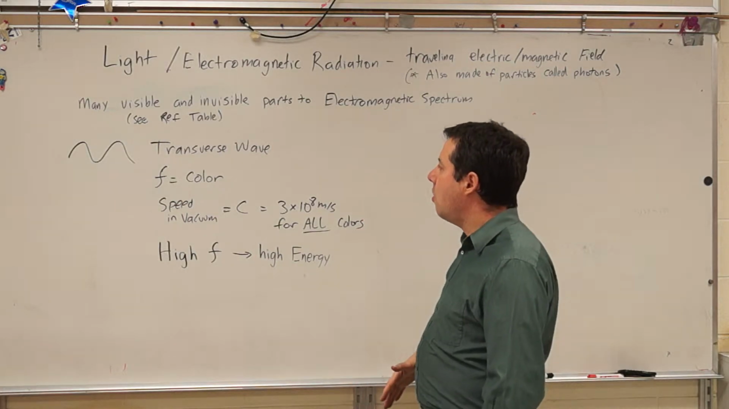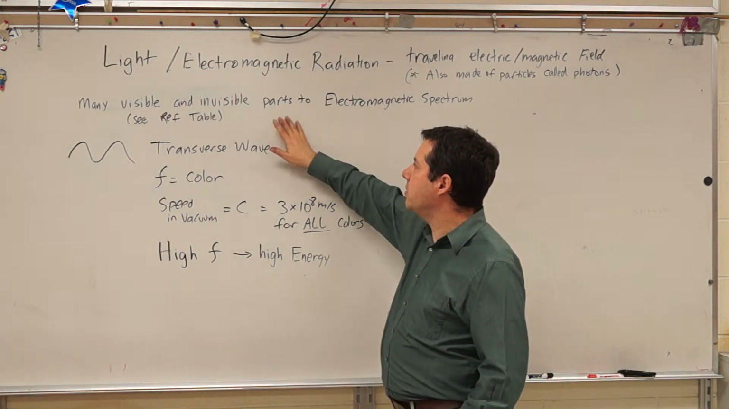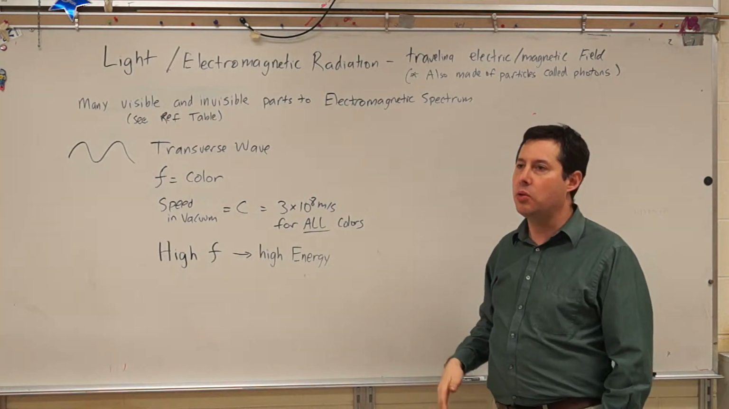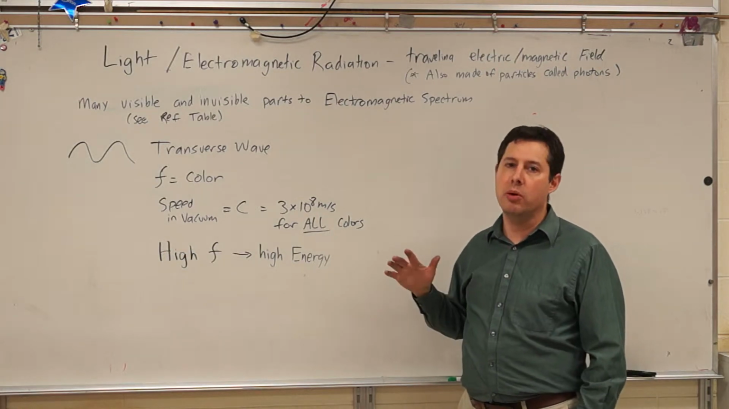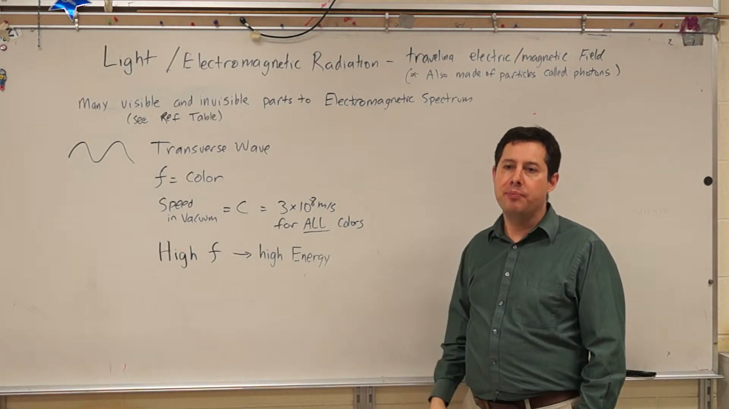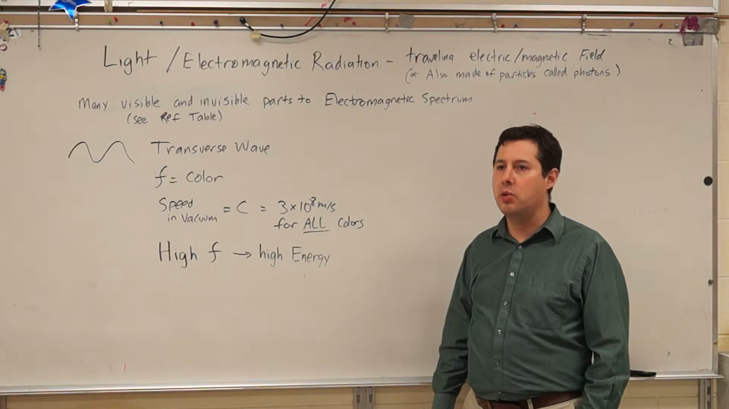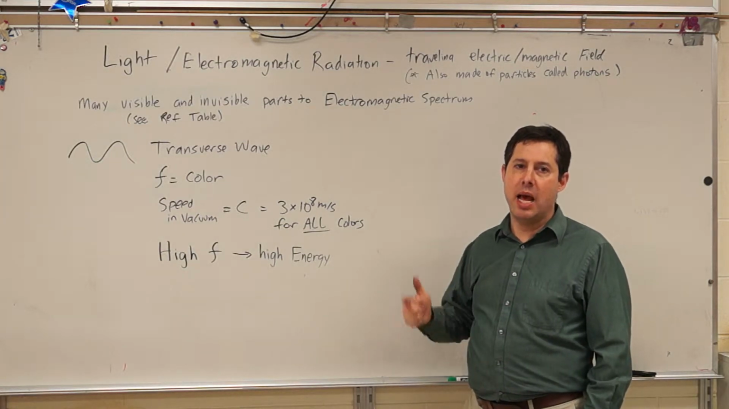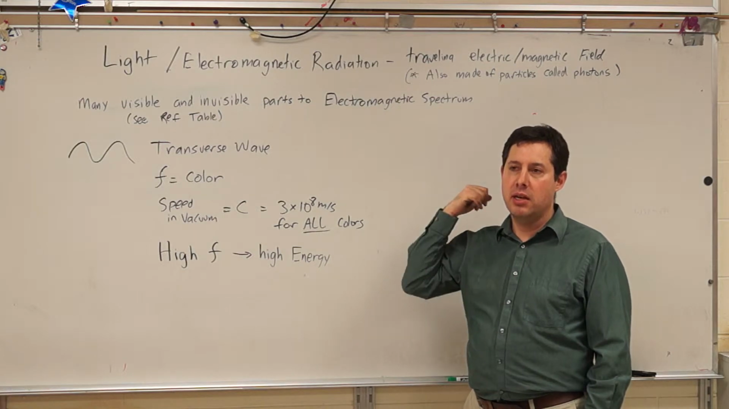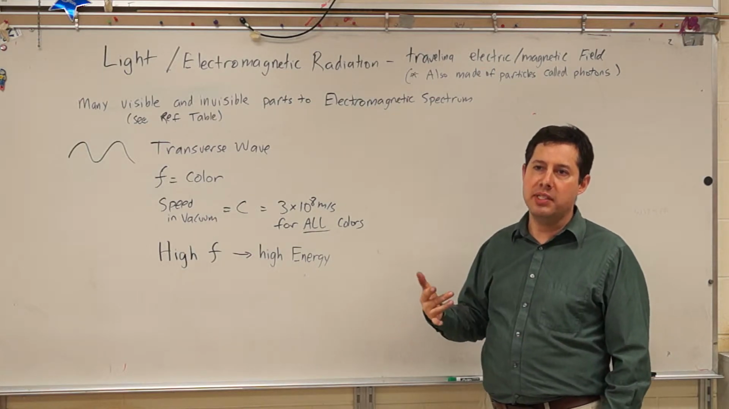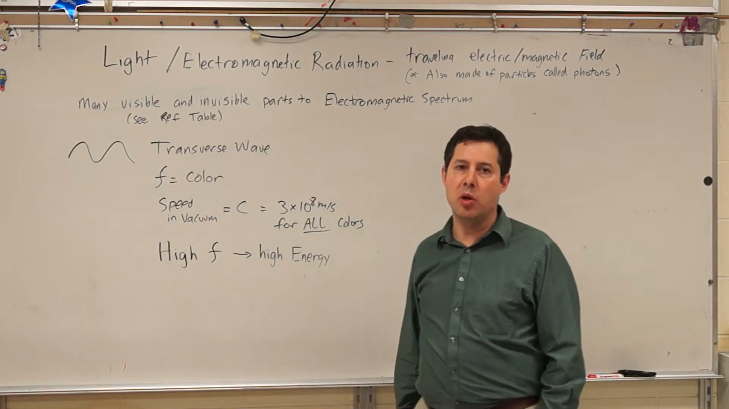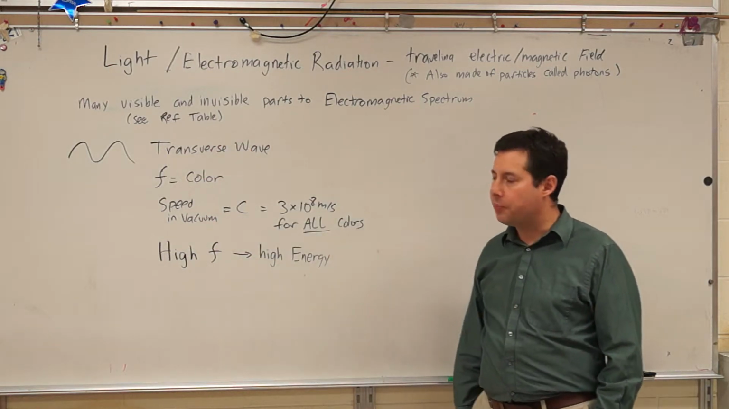So what we find is that there are many visible and invisible parts to the electromagnetic spectrum. This includes visible light: red, green, blue, orange, yellow, violet. It also includes non-visible parts, such as X-rays, gamma rays, microwaves, radio waves, etc. And you can find many of these on the reference table, and we'll go over them in class as well.